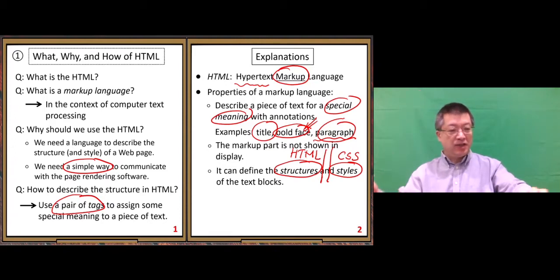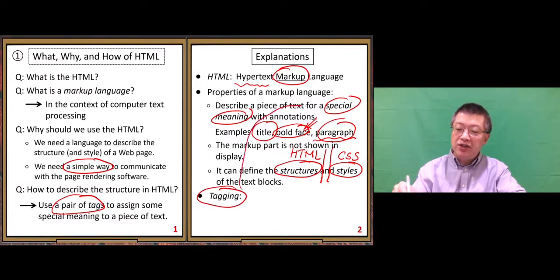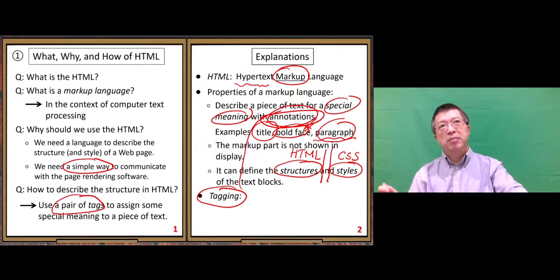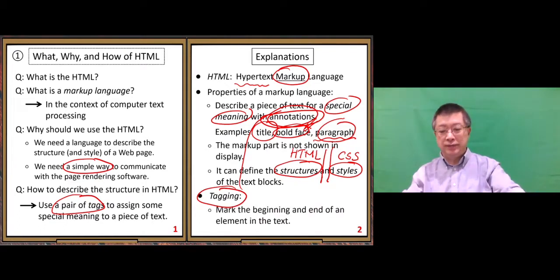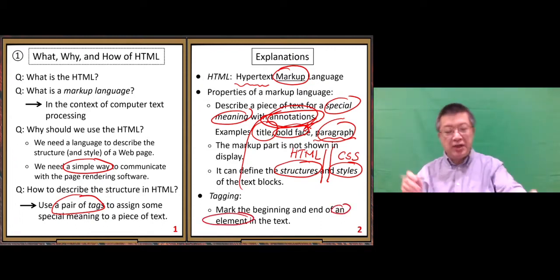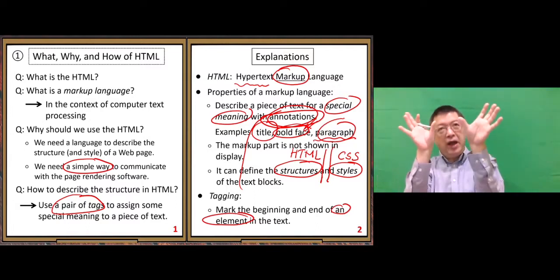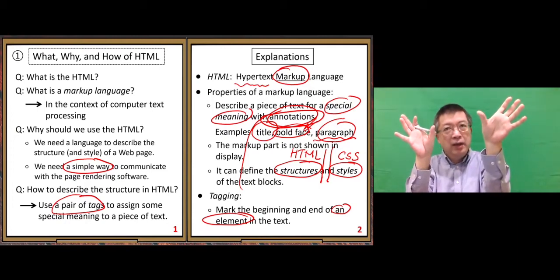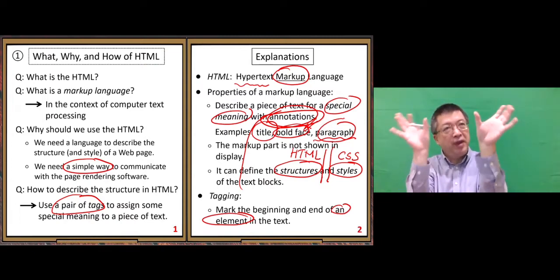Let's look at this way. Tagging. How do we do the tagging in our text? This tagging refers to that annotation thing. We use a pair of tags or many pairs of tags to do the annotations. Tagging marks the beginning and end of an element in the text. That piece of text, we give it an official name, element. We use a pair of tags, beginning, open tag, and close tag. A pair of beginning, end.